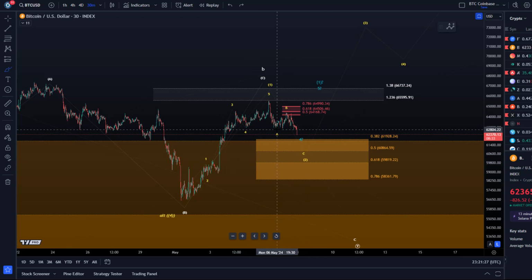I shared with you in my first video, today, in my time zone yesterday already, the resistance area for this B wave, and it reacted nicely to that, so respecting the resistance, and now we could be coming down in the C wave. So that's what we wanted to see. So that's the short-term bullish count.